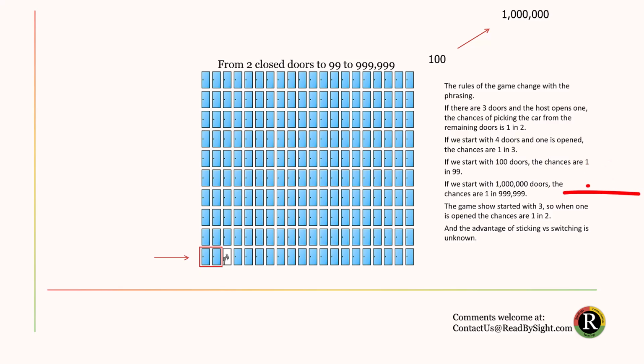If we start with 1 million doors, the chances are 1 in 999,999. So there's no mystery in any of this. When we change the math, we change the math. The game show started with 3 doors. So when 1 is open, the chances are 1 in 2, and the advantage of sticking versus switching is unknown. That's the original problem, and multiplying the number of doors in the conversation takes us away from the original problem.